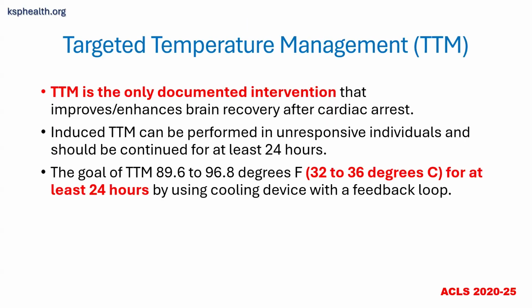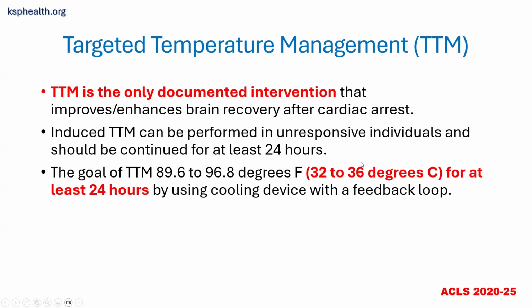Targeted temperature management is the only documented intervention that improves or enhances brain recovery after cardiac arrest. It's very important. It is used only in unresponsive individuals and should be continued for at least 24 hours. So how cool should the temperature be? 32 to 36 degrees centigrade or 89.6 to 96.8 degrees Fahrenheit. It needs to be continued for 24 hours.